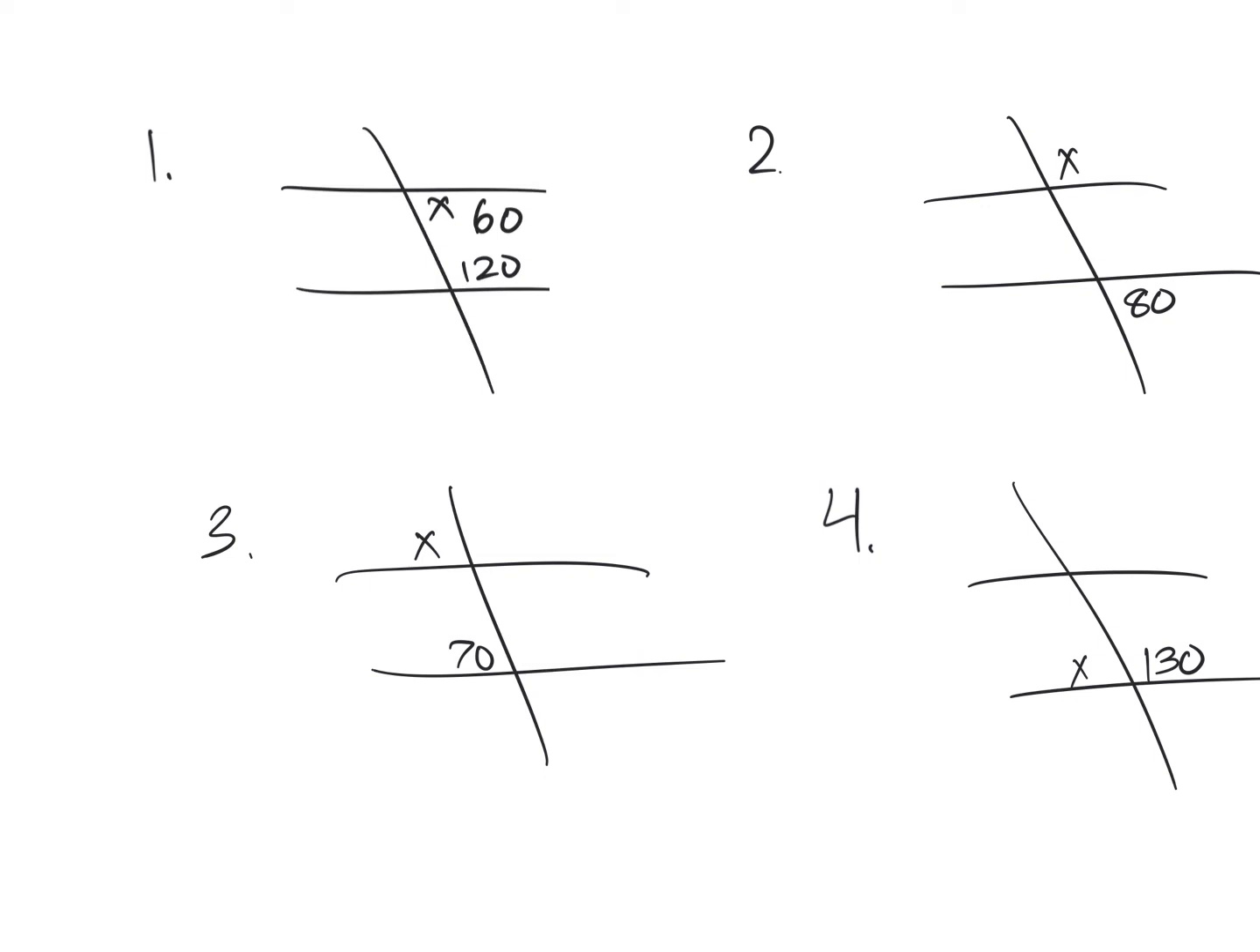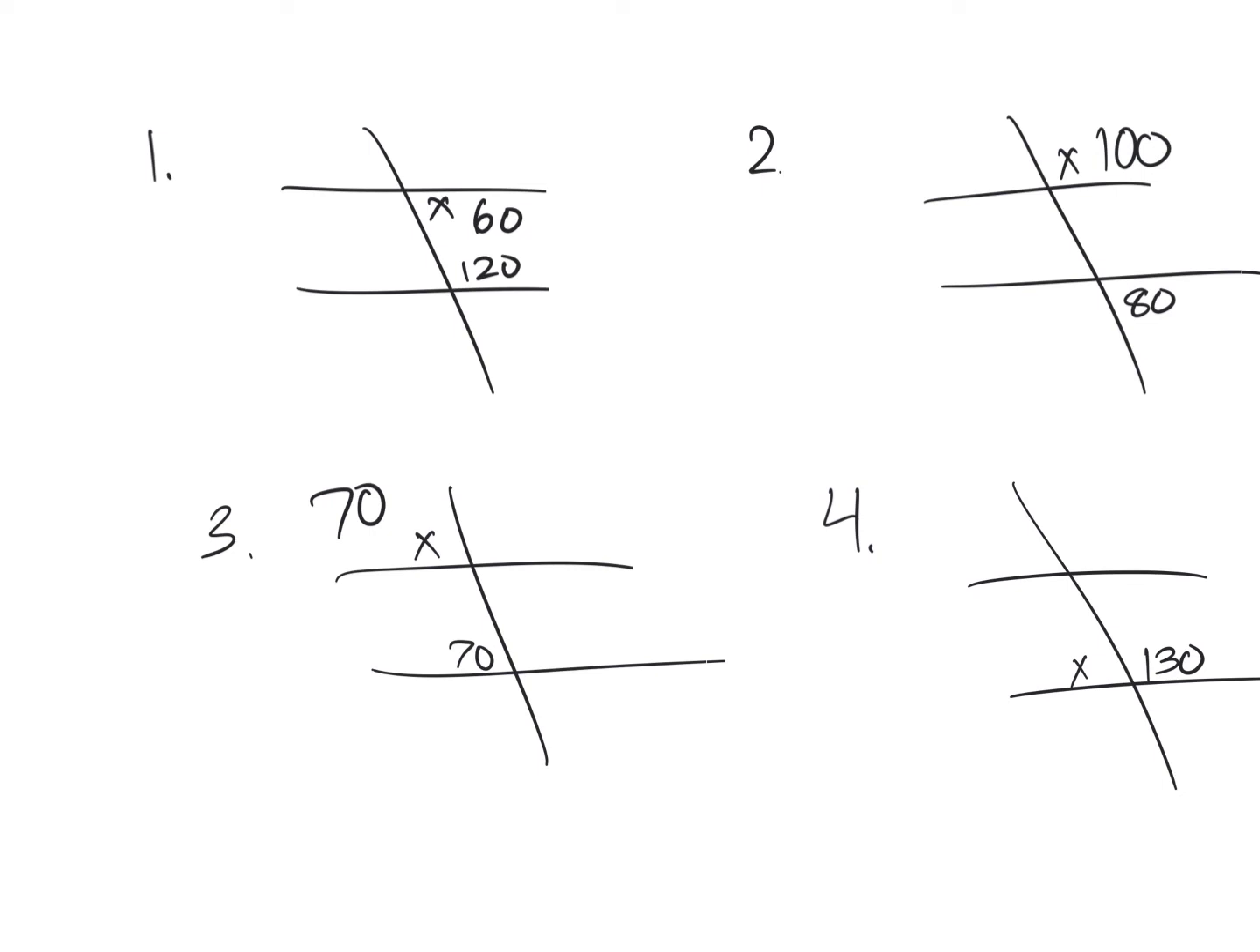Number 2, they're on the same side of the transversal. They're both exterior. One's acute and one's obtuse. Again, if they're different, that means they have to add up to 180. So x is 100. Number 3, they're on the same side of the transversal. Both of them are acute angles. So that means they're the same. So x is 70. Corresponding angles.